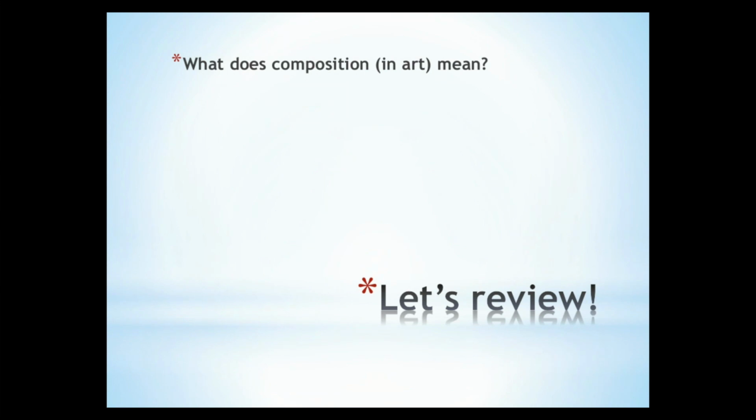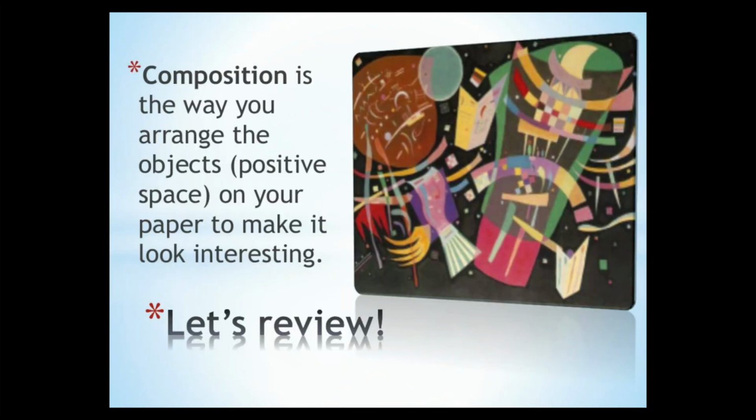Lastly, before we talk about Notan art, we are going to review what composition is and what it means in art. Does anyone know what composition is? Composition is just the way that you arrange paper or your items in your artwork. Sometimes composition is very filled with many different shapes and objects, and sometimes composition is very simple with lines and a few shapes.